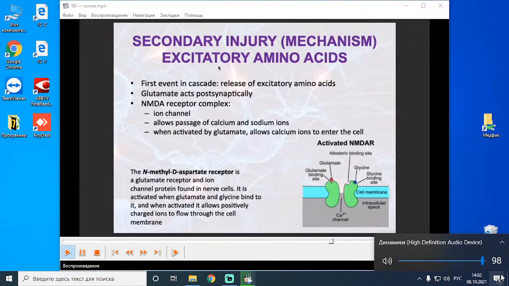Excitatory amino acids. First event in cascade: release of excitatory amino acids. Glutamate acts postsynaptically. The NMDA receptor complex, an ion channel, allows passage of calcium and sodium ions. When activated by glutamate, it allows calcium ions to enter the cell. The N-methyl-D-aspartate receptor is a glutamate receptor and ion channel protein found in nerve cells. It is activated when glutamate and glycine bind to it, and when activated it allows positively charged ions to flow through the cell membrane. Here you can see it.